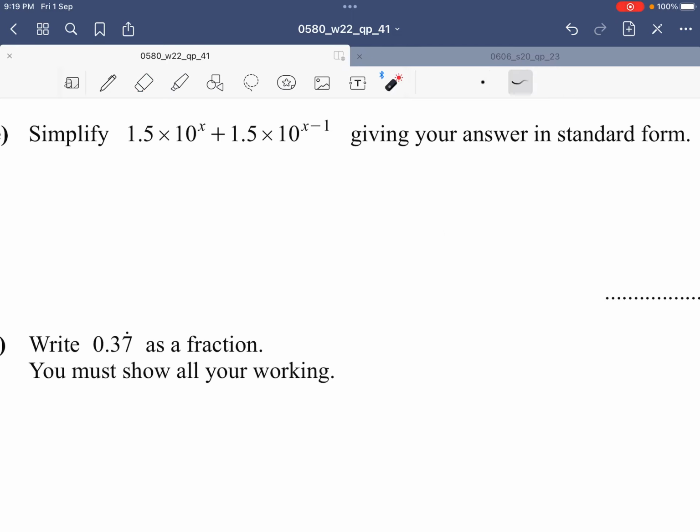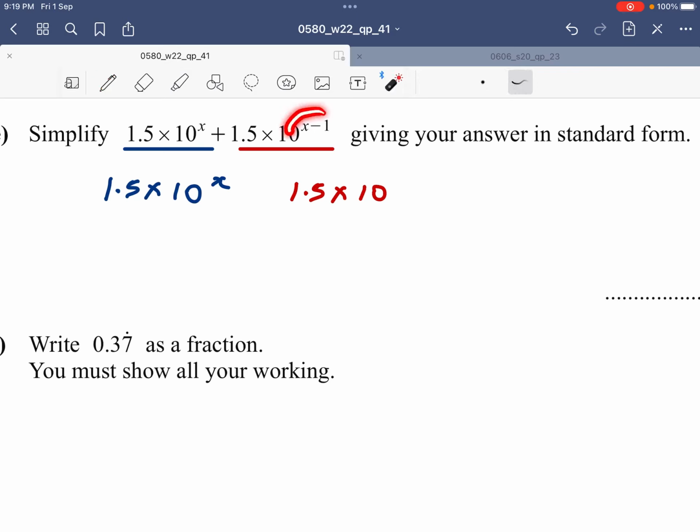Now this is already in 10 to the power of x, so we are not changing anything for this standard form. So just rewrite it. However, for this one, we are changing it. How do we change it? First we keep 1.5 here, times 10 to the power.